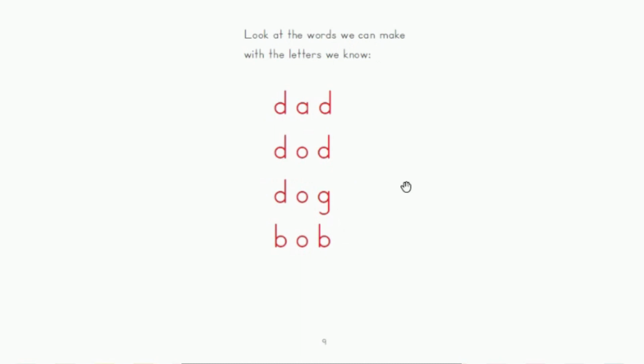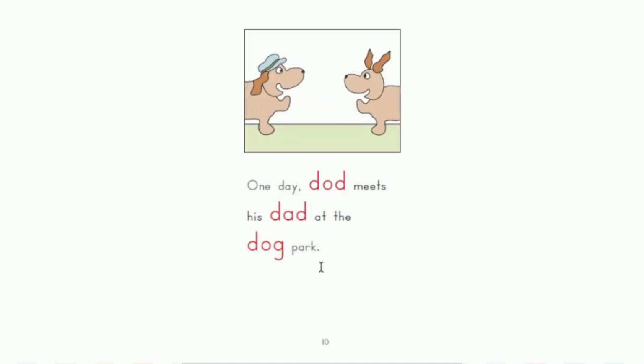So, what are the words we are going to read in this story? The first word is Dad. Dad. Dod. Bob. Dad, Dod, Bob. So now let us read the story.